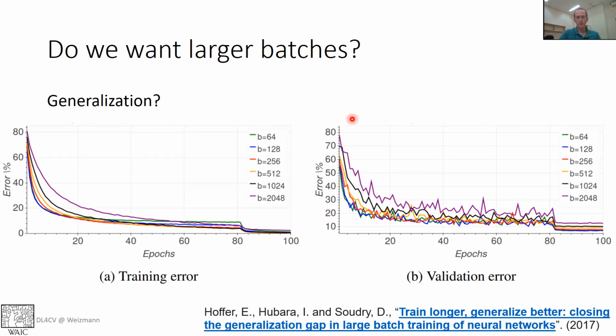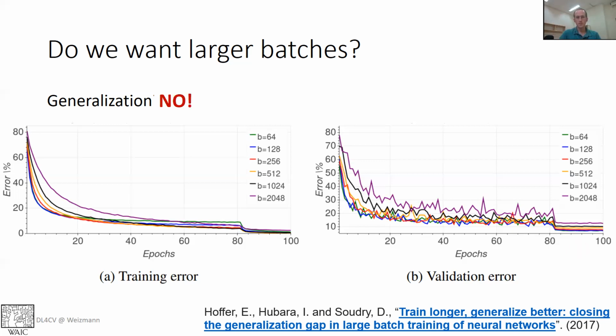However, if we look at the validation error and the generalization capabilities of these different models, we'll see there's quite a gap between the model that trained with a very large batch and those trained with small batches in terms of generalization error. So we converge to roughly the same training error, but we converge to a different point in this space of different models. And this point is not very good. It doesn't generalize very well.